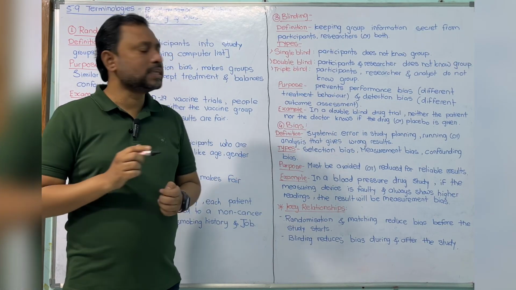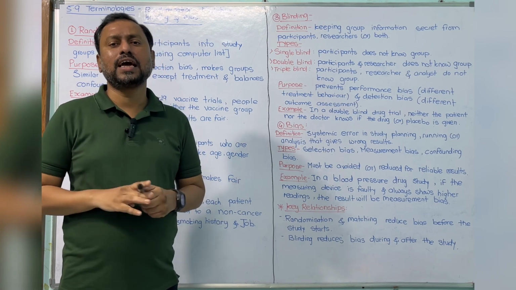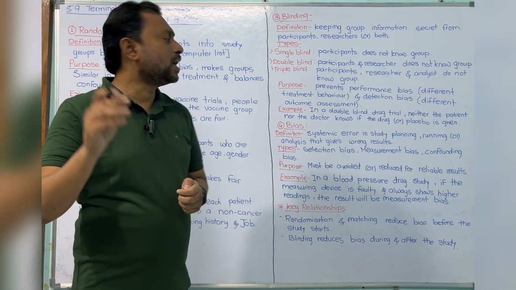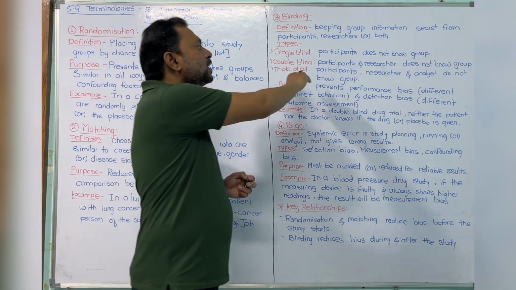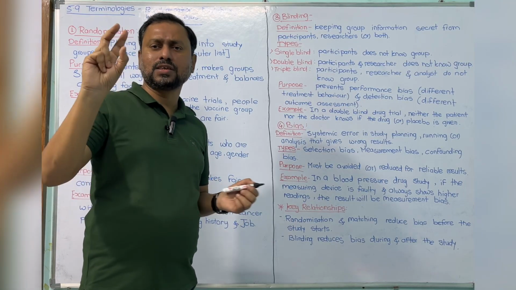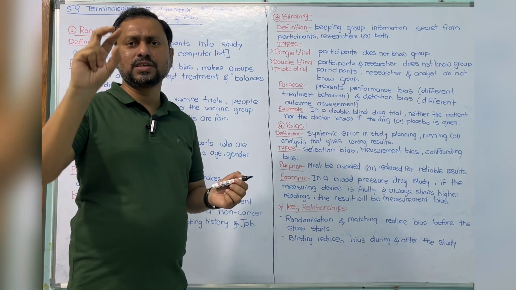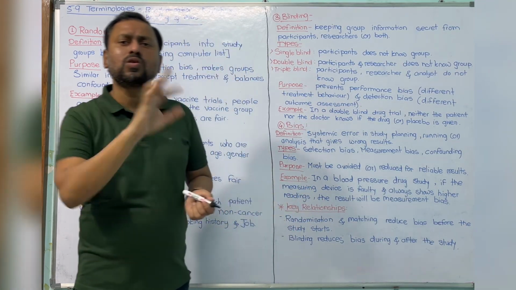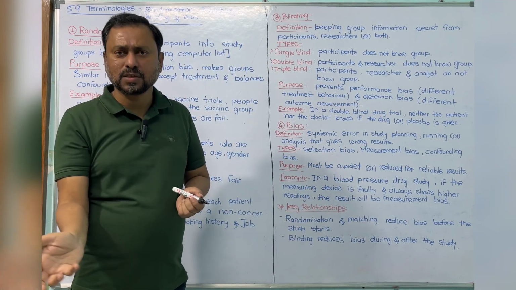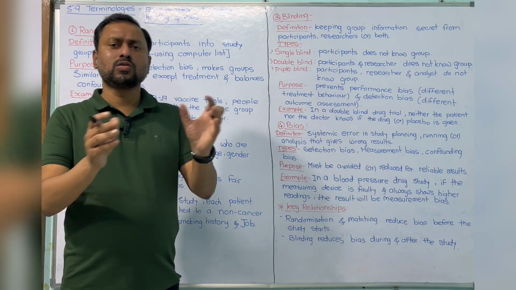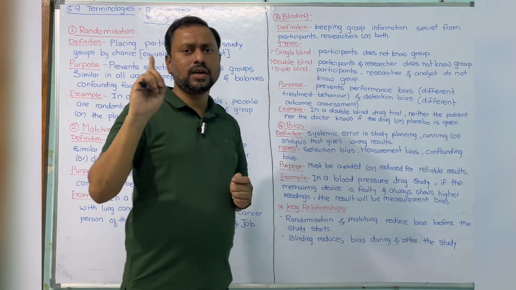The next one is double blinding. This is considered the gold standard in research because everyone accepts it. Here, two persons, the participant as well as the doctor or researcher, do not know the groups. Both do not know in which group the participants are, or which drug you are giving to the patients. This is the double blind.